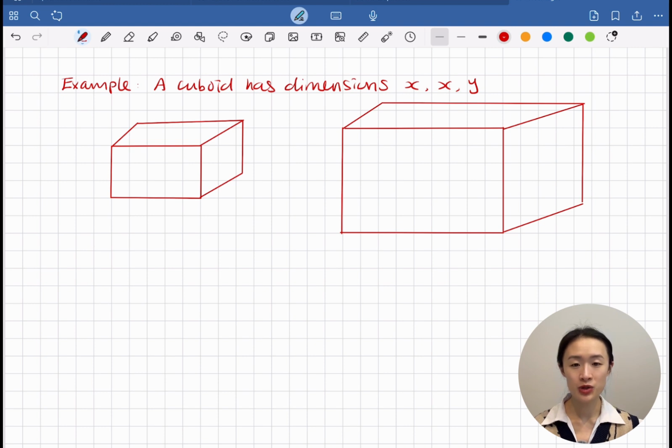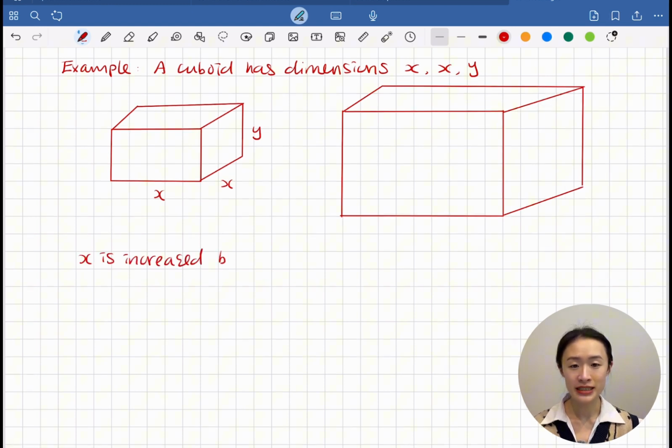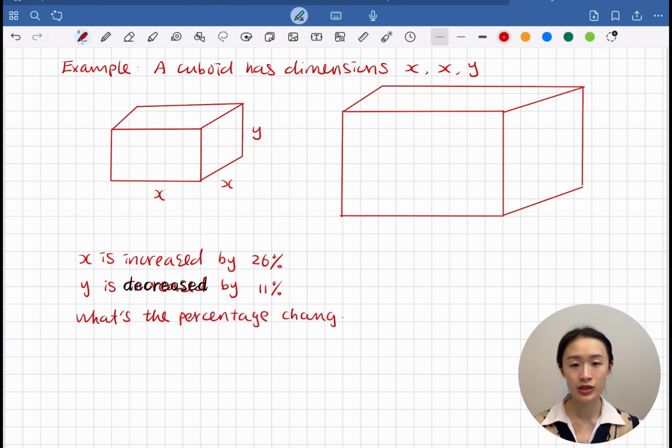So now imagine we have a cuboid. The length is x, the width is x, and the height is y. Now I have another cuboid. X is being increased by 26%. Y is being decreased by 11%. And what we need to do is find out what is the percentage change in the volume.